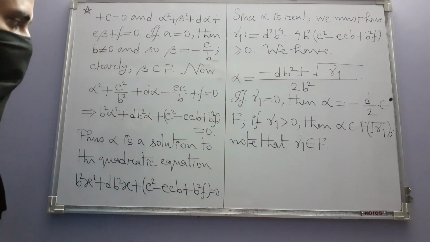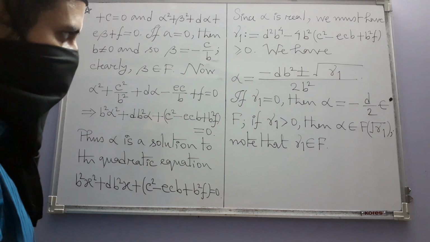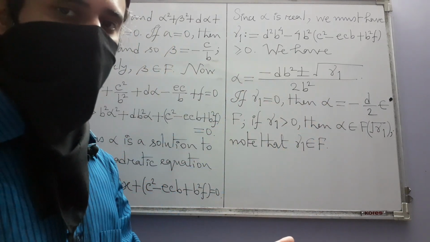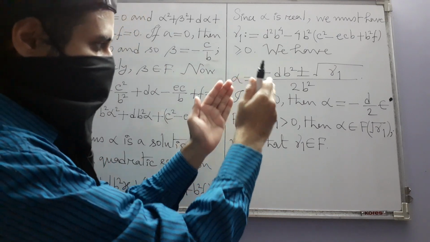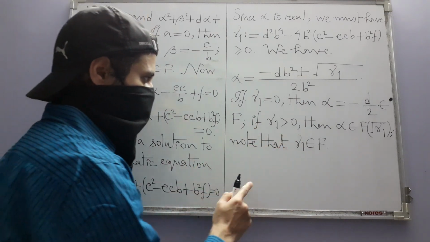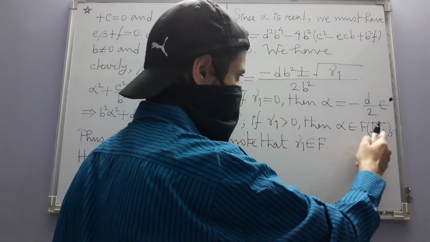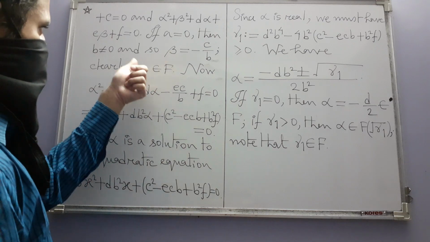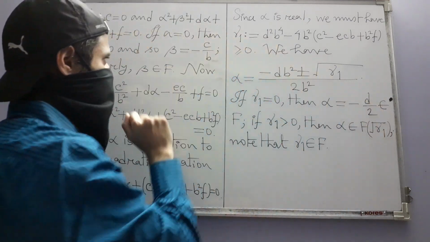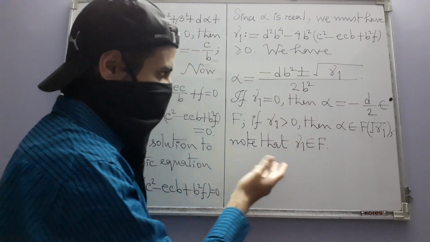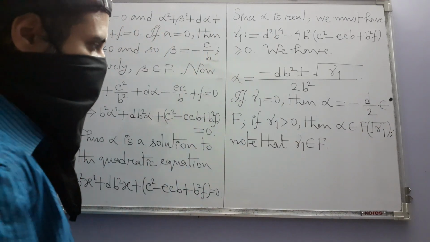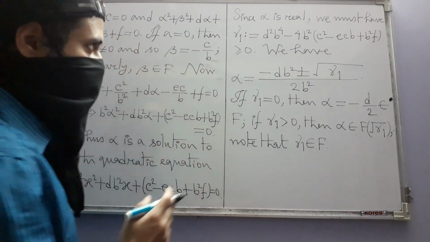Okay. So you can see that when this gamma 1 is 0, then alpha and beta are both in F. In other words, that point of intersection alpha comma beta is a point in the plane of F. But when gamma 1 is positive, then alpha belongs to this quadratic extension. Beta is always in F, but in particular, beta also belongs to this because this contains F inside of it.